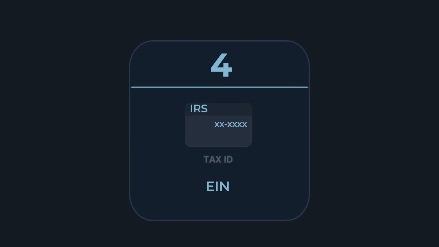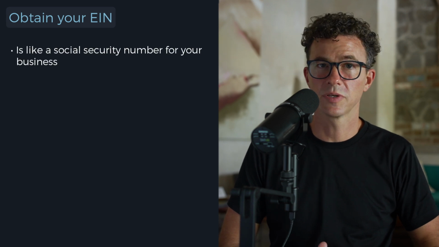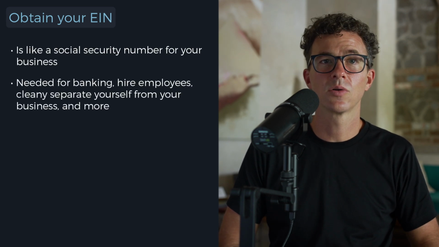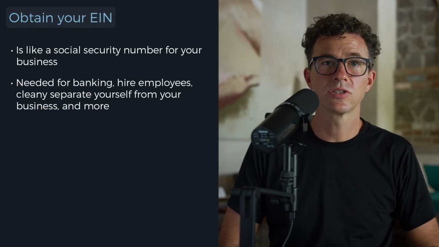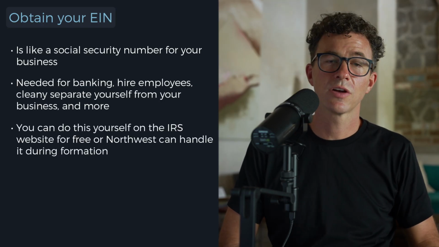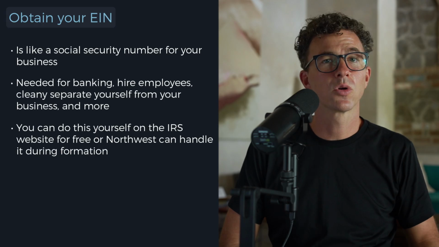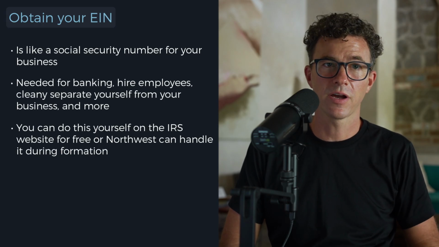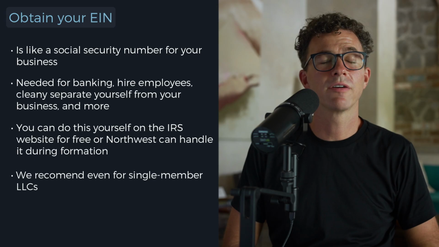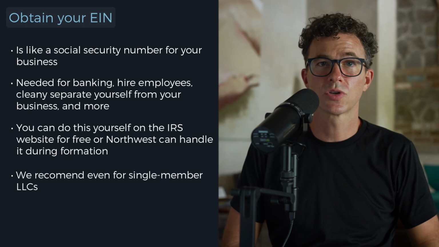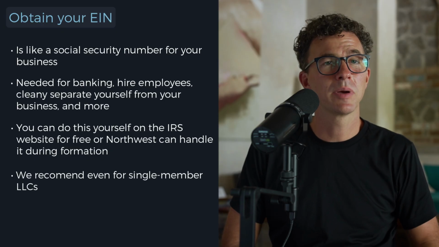Step 4, get your EIN. An employer identification number, EIN, is like a social security number for your business. You'll need this to open a business bank account, hire employees, and cleanly separate yourself from your business. You can do this yourself on the IRS's website for free, but having Northwest do it ensures there are no errors in the filing. If you're a single member LLC and won't have any employees, you could use your social security number in most cases, but in my opinion, it's better to have an EIN, especially for privacy.